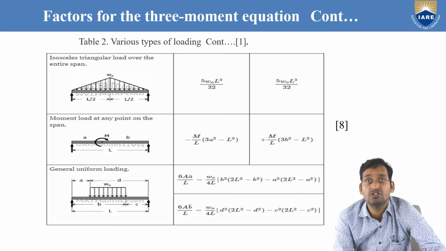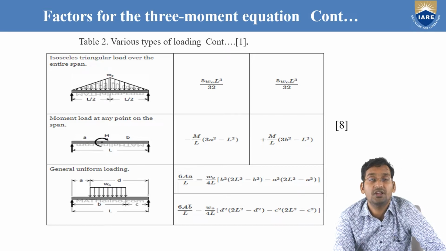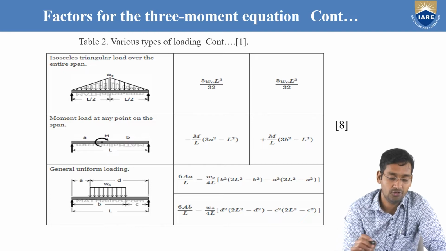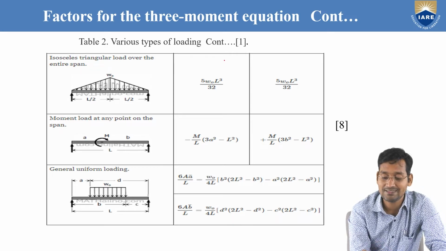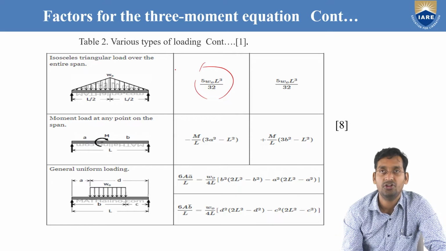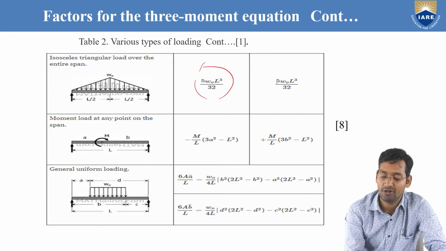Next is an isosceles triangular load over the entire span. So in that case, how will we find it? Just see, isosceles triangular load over this one. So in this case, the 6A by L value will be 5 W naught L cube by 32, and the 6AB by L value will be 5 W naught L cube by 32.